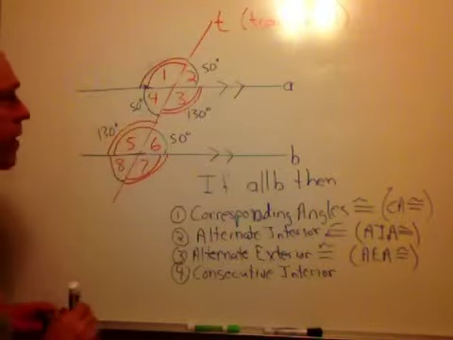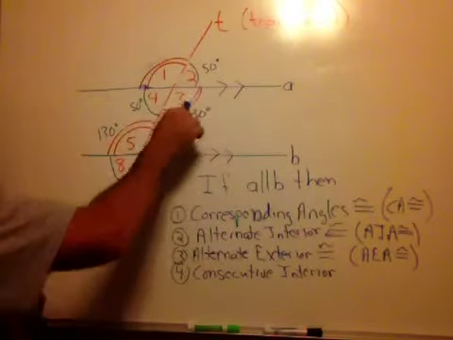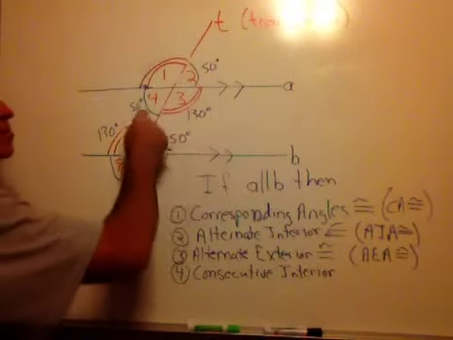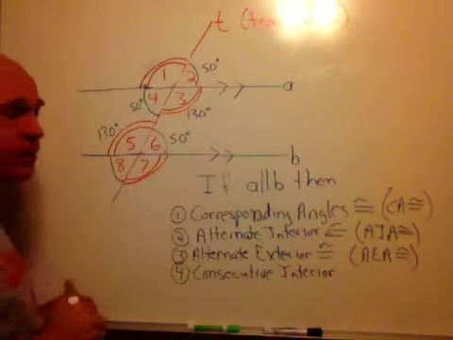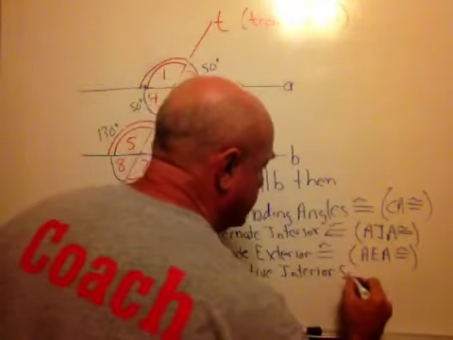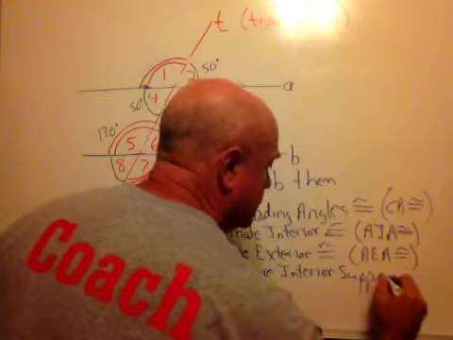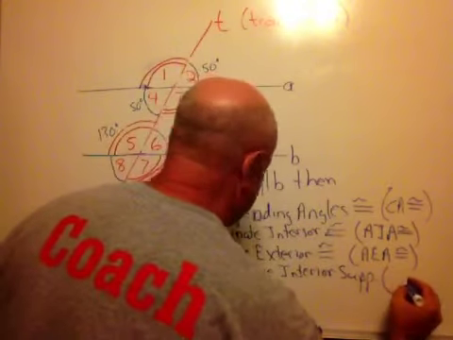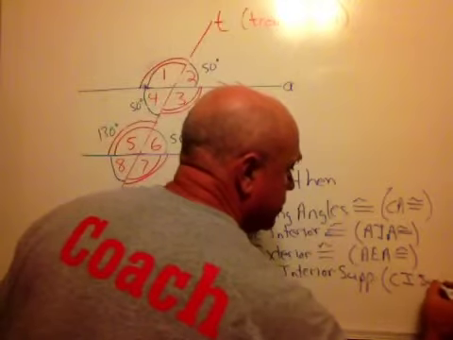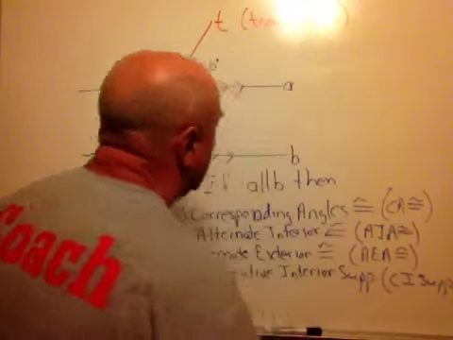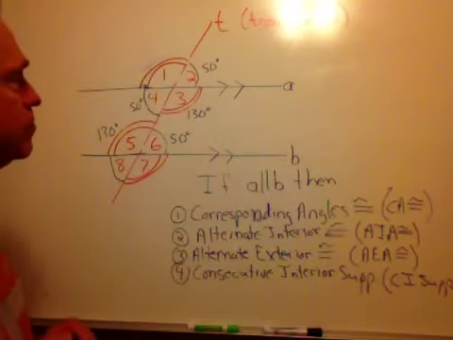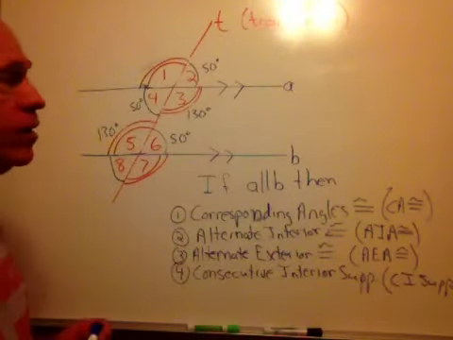Now notice what's happening with our consecutive interiors. They're not congruent, but they are something. They're adding up to 180. They are supplementary. So consecutive interior angles are supplementary, and we will abbreviate that as CI supp. And these are all the facts you have to work with in our second section of Chapter 3 on properties of parallel lines.